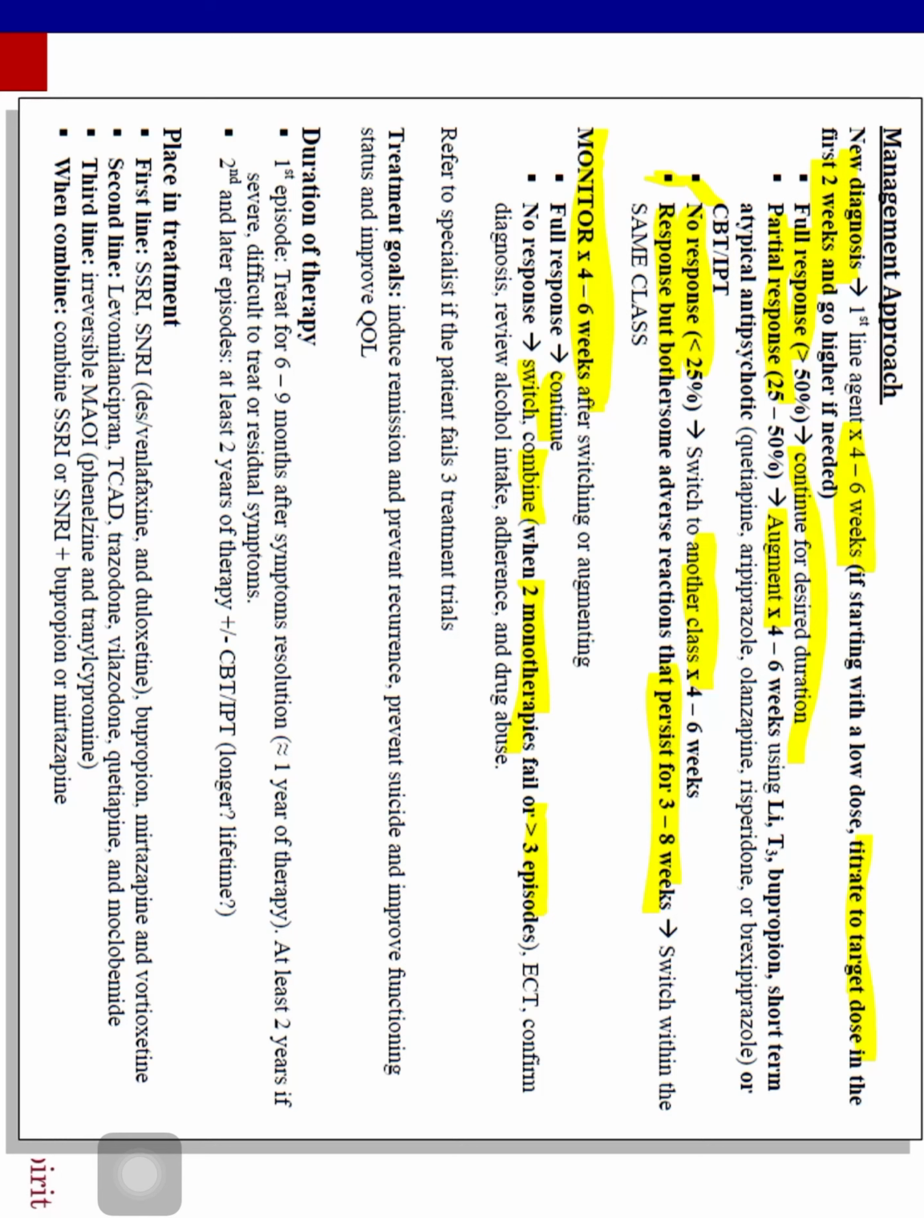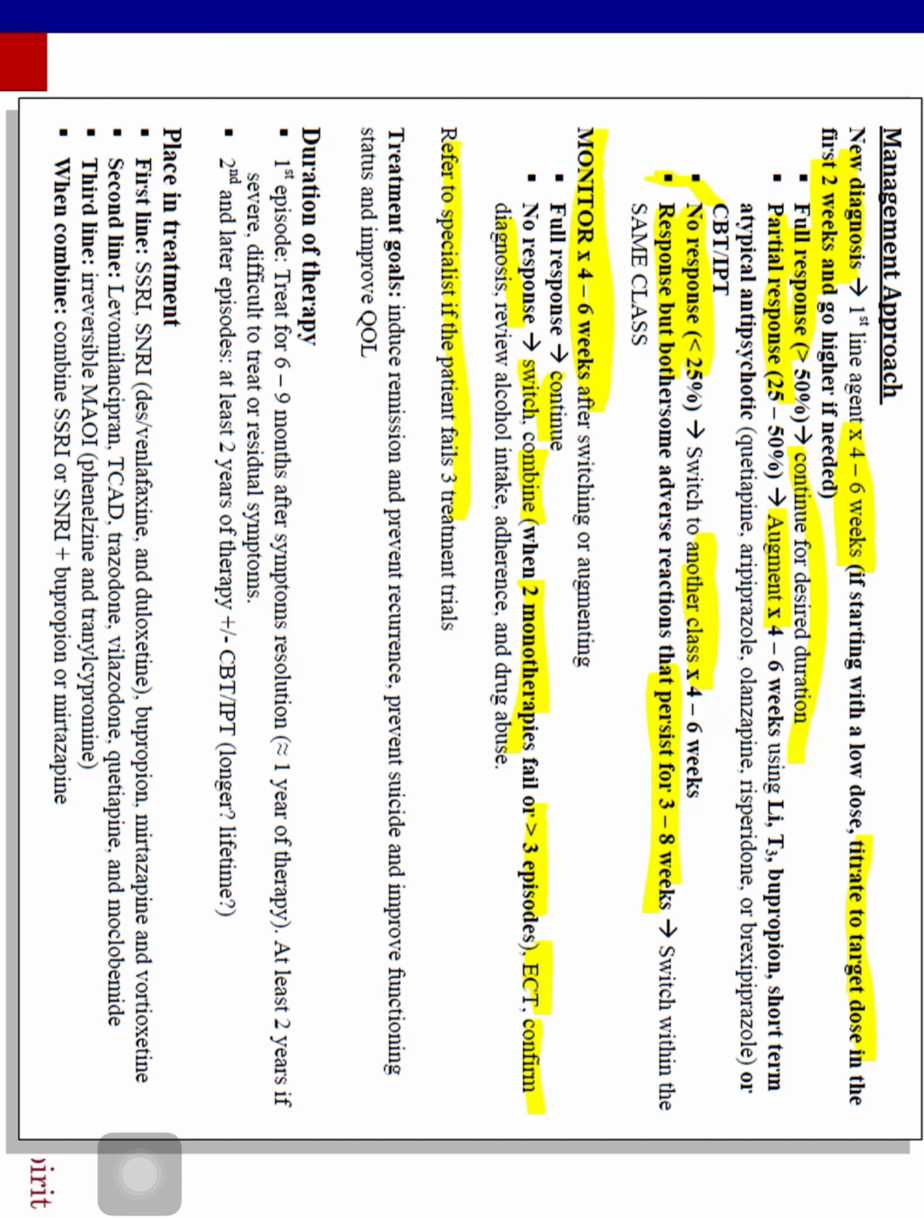Also, electroconvulsive therapy. We may need to confirm diagnosis, review alcohol intake, review adherence to medication, and check whether the patient is abusing any drug. If the patient fails 3 treatment trials, then we need to refer the patient to a specialist.